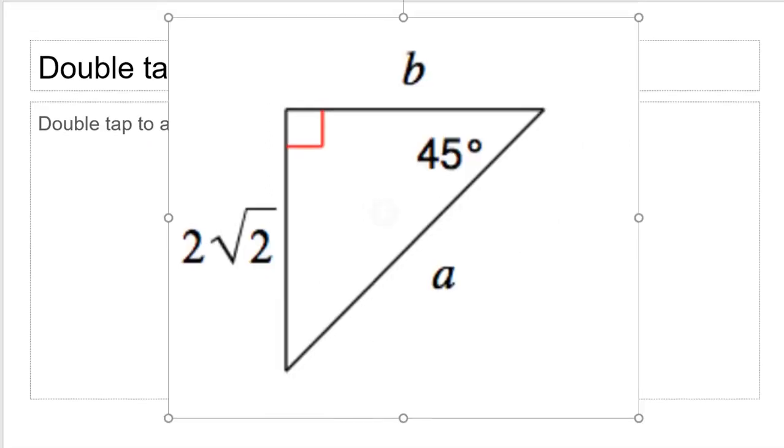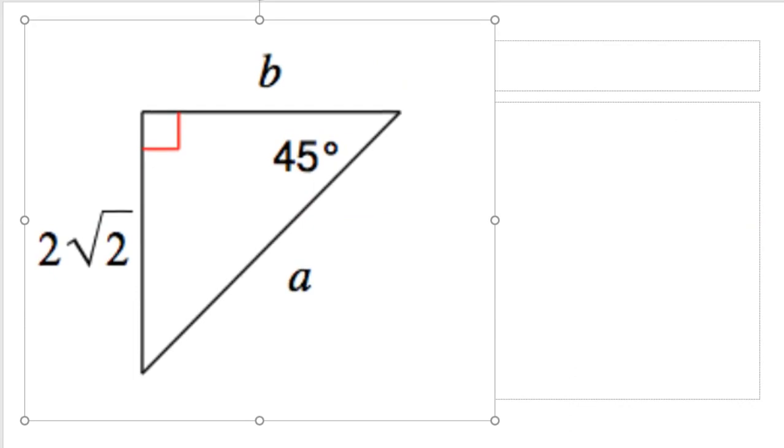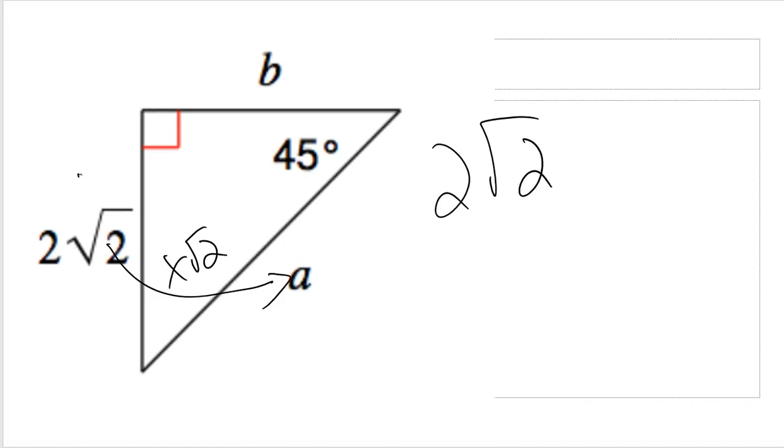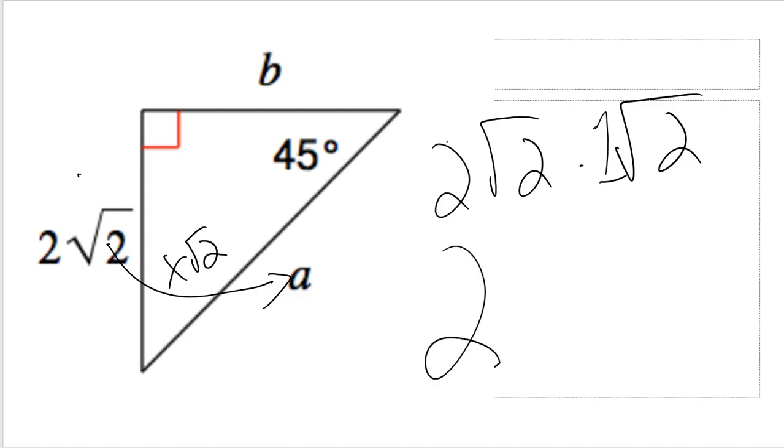Alright, so sometimes you're going to get problems that look a little odd, like this one. So what we need to do, once again, remember, this is now my leg. So in order to go from here to here, we need to multiply by root 2. So let's take 2 root 2 times root 2. Now if you remember all the way back from first semester, we multiply the numbers on the outside, so 2 times 1 is 2. Square root of 2 times square root of 2 is the square root of 4. Square root of 4 is 2.